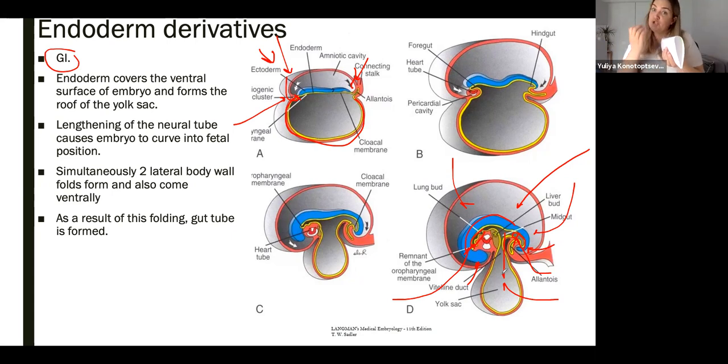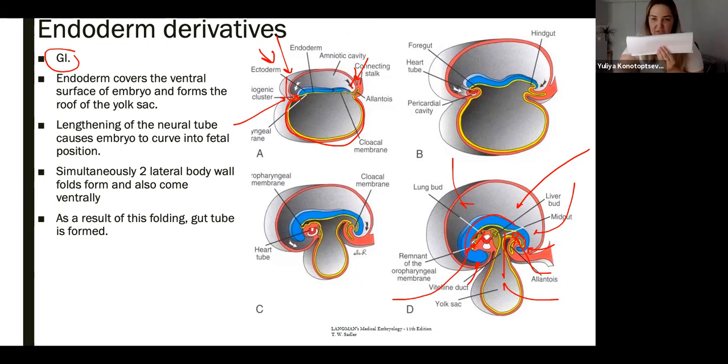This endodermal tube is called gut tube, and gut tube has 3 regions. Closer to the head, this is your foregut. Closer to the tail, this is your hindgut. But in the middle, this is called midgut. And technically, it's not a tube because something was preventing the closure of the two somatopleurs. And that something is yolk sac. So midgut is the only one that has connection to the yolk sac. Foregut does not. Hindgut does not.